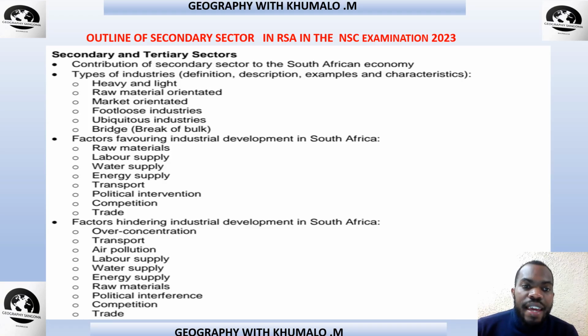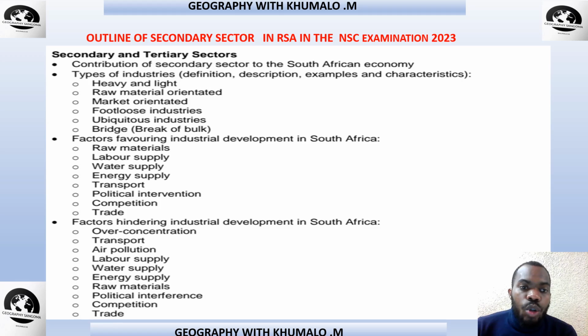Now, we look at the heavy and the light industry, the raw material orientated industry, the market orientated industry, what a footloose industry is, your ubiquitous industry, what it is, and the break of bulk. So you must understand all these types of industries and be able to describe them, define them, give examples, and tell us more on their characteristics.